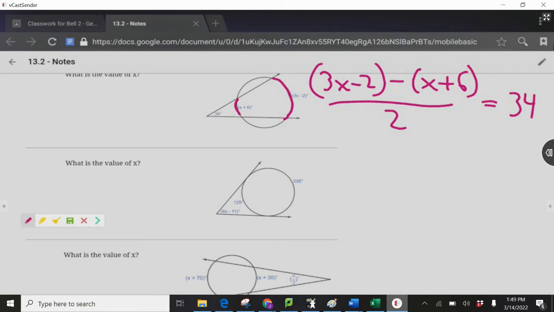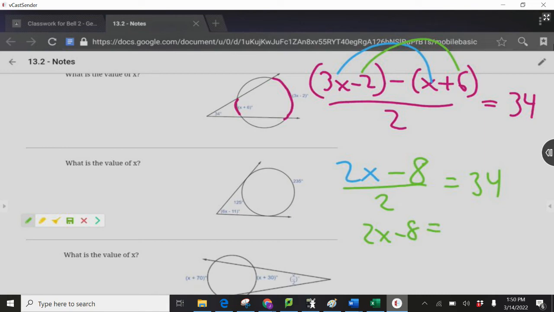Now, you might look at this and feel a little overwhelmed because there is a lot going on there. And it's been a while since you've really used this algebra. However, the process is combining like terms. 3x minus x, as we know, is 2x. And then when I combine the negative 2 minus 6, that's a negative 8. So I'm left with this. Multiplying both sides by 2, I get 2x minus 8 equals 68.